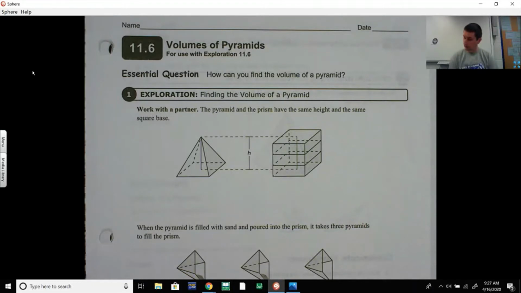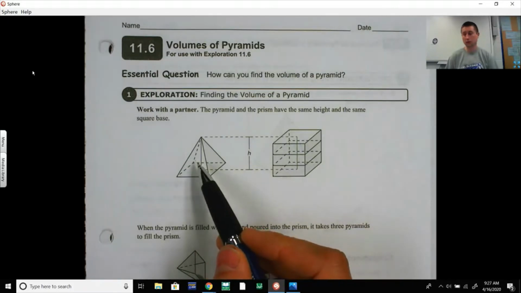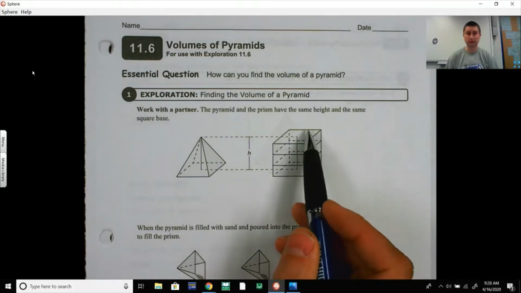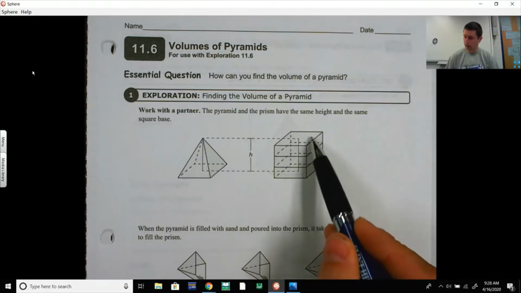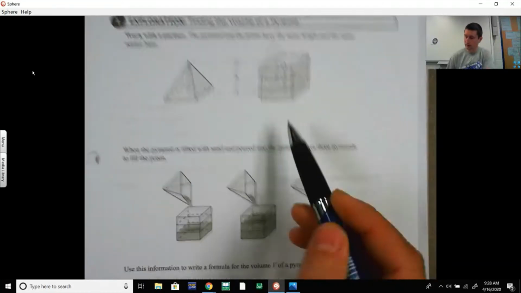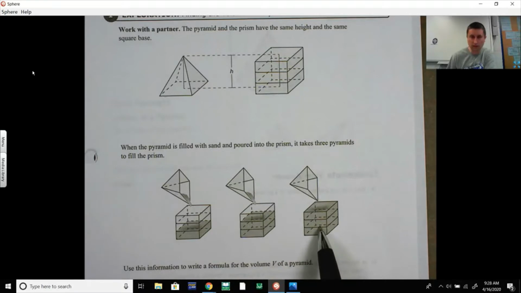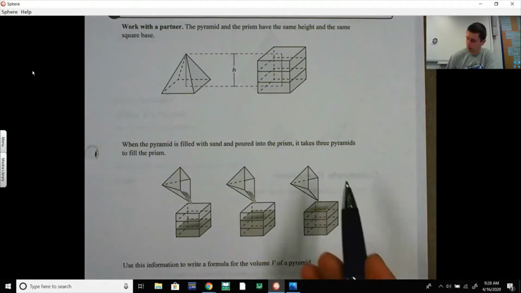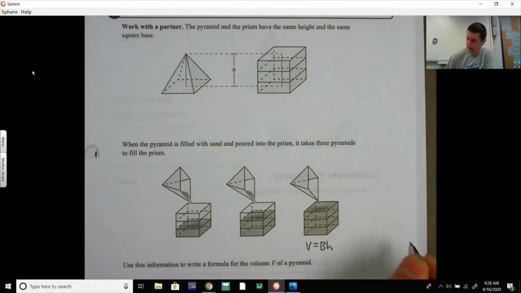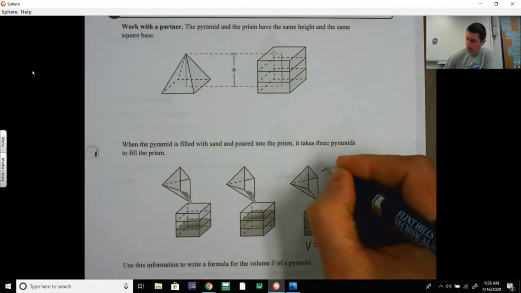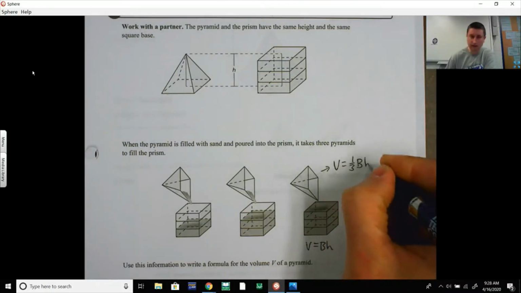And so what we're going to see here is that a pyramid is basically 1/3 the volume of its corresponding prism. So if you take the same base here and you'd have a prism out of it, you'd have three amounts in the pyramid that you could use to fill up the prism. Okay? So if the prism has a formula of volume equals the area of the base times the height, a pyramid will have a formula that it's 1/3 of the area of the base times the height.